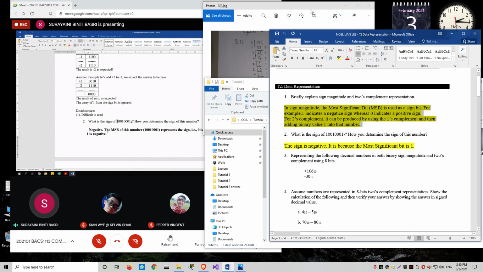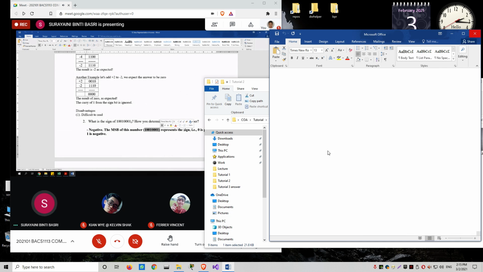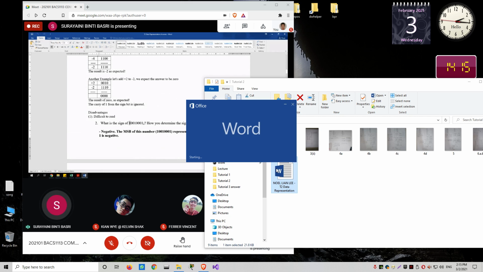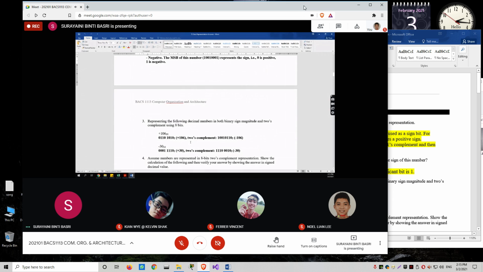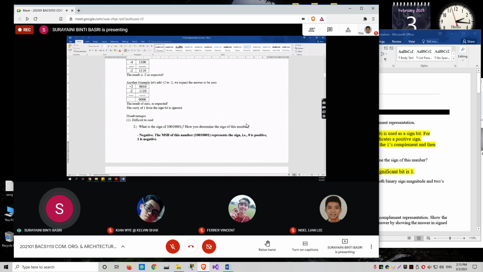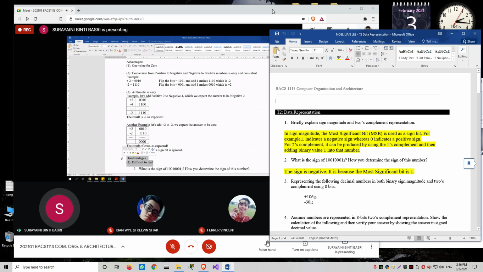The MSB of this number represents the sign. For example, 0 is positive and 1 is negative. For this one it is negative. Sorry, so this one is actually the question. Okay, but the only disadvantage of two's complement is that it is difficult to read.